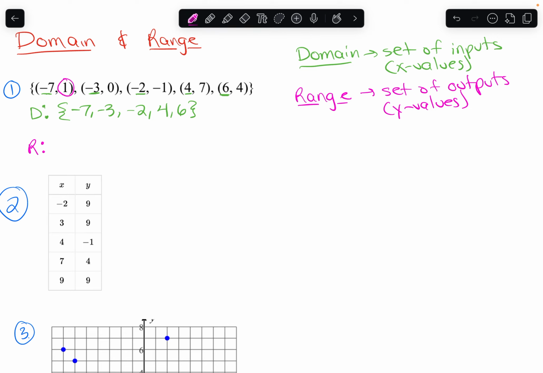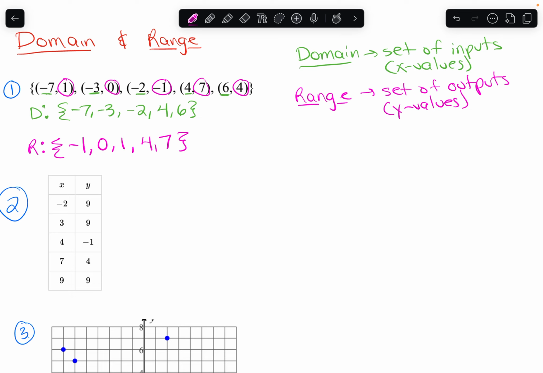Now, range, on the other hand, if I look at all my outputs, these are not in numerical order. But I'm going to list them the same way. I'm going to have the open curly brace. I'm going to find my smallest number here, which I think is -1. And then my next smallest, which is 0. And then 1, and then 4, and 7. It is that straightforward and that simple that all you have to do is list your inputs and your outputs.